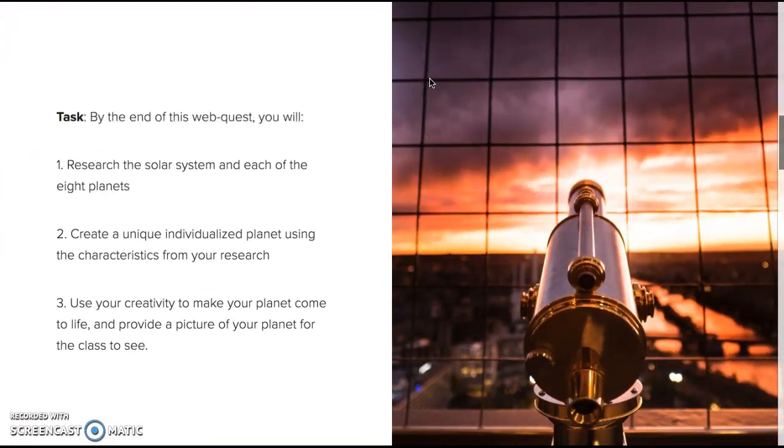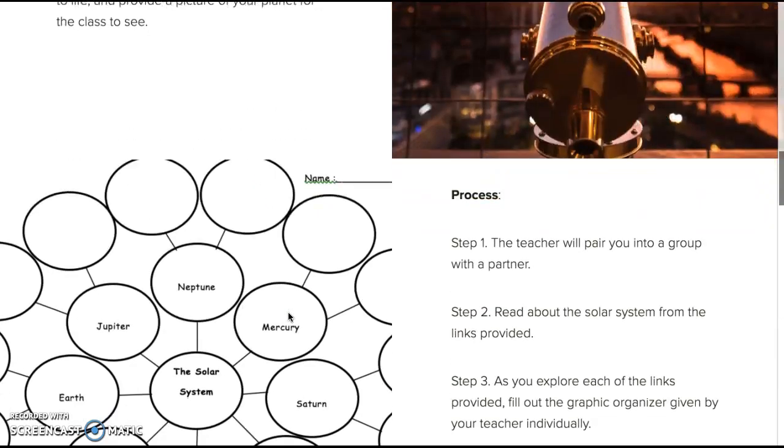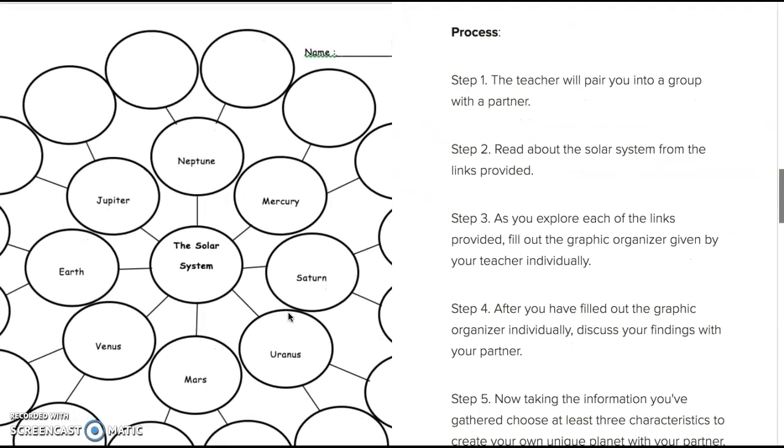And so the task at hand is by the end of this web quest, the students will be able to: 1. Research the solar system and each of the 8 planets. 2. Create a unique, individualized planet using the characteristics from your research. And 3, use your creativity to make your planet come to life and provide a picture of your planet for the class to see. The process.